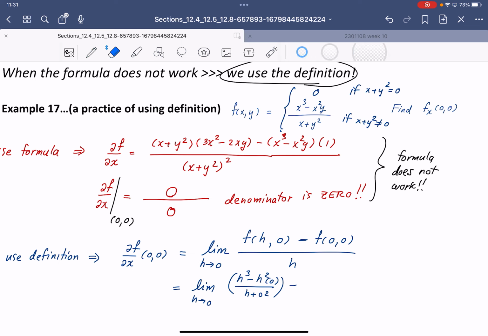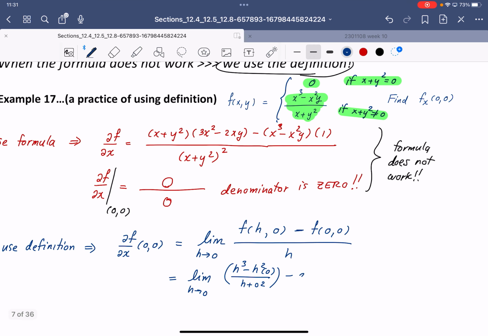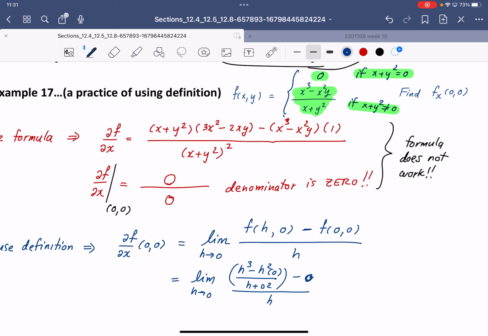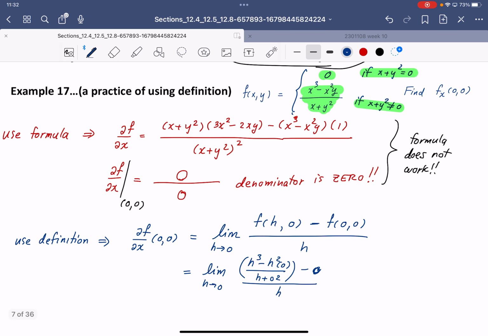So add more on the question: you are going to use this function when x plus y squared is not equal to 0. But when x plus y squared equals 0, it's going to be 0. So you can divide it here, 0, sure, and then over h. Now the remaining part of the question is that you need to compute this limit.